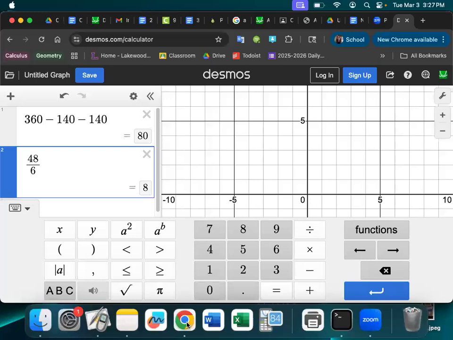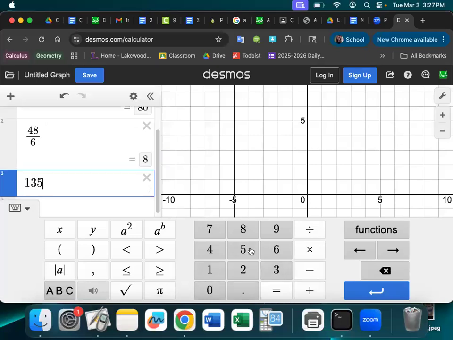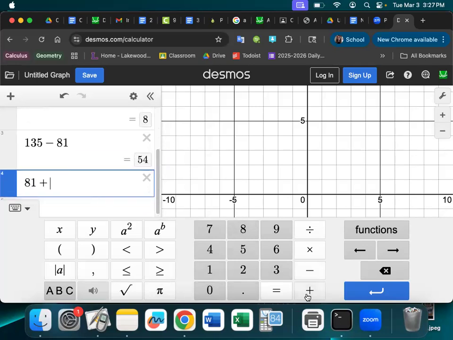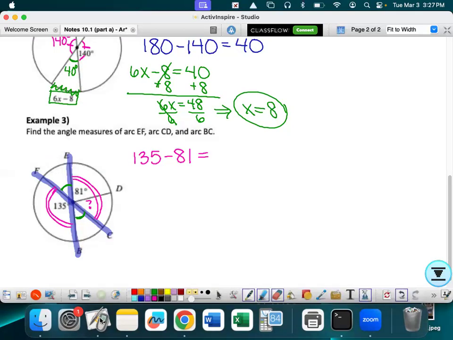So let's see. And I get 54. Let's verify. Does 81 plus 54 get me the 135 that those two angles are supposed to add up to? They do.